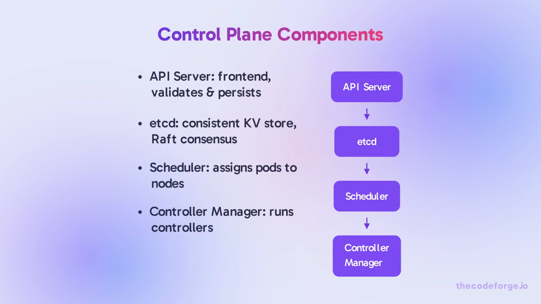The API server is the front end; all communication goes through it. It validates and persists resources to etcd and exposes a watch API. The scheduler watches for unscheduled pods and assigns them to nodes. The controller manager bundles multiple controllers like the node controller and replica set controller.